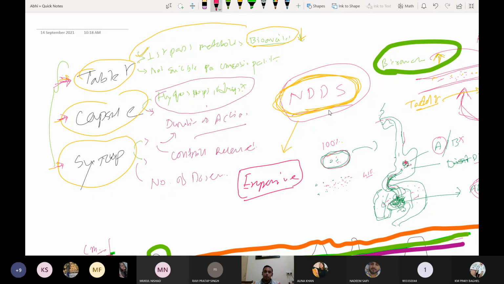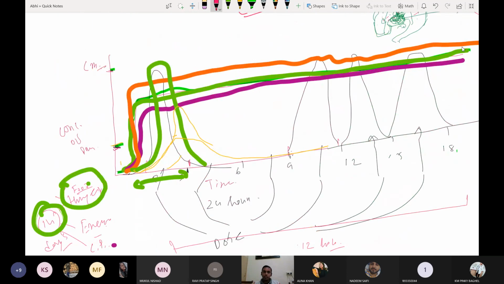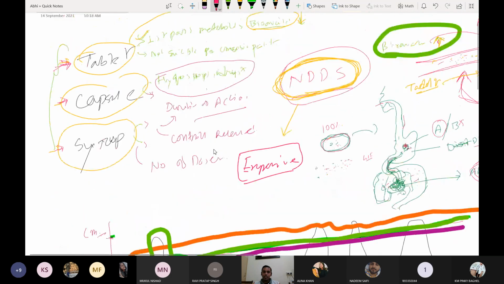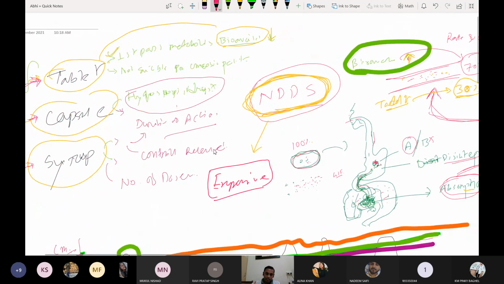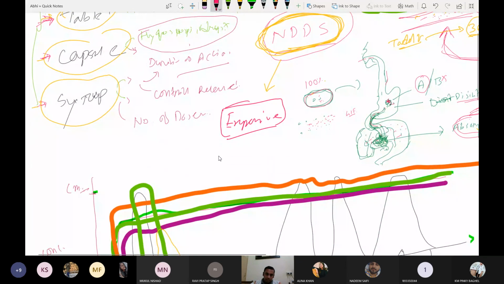I have told you the good part of NDDS, that yes, we can increase bioavailability, we can maintain the regime, we can get a longer duration of action, the concentration and everything will be under control. So these are the good things. But what are the poorer side, or bad things, or disadvantages? One point was that it is expensive. Another thing, skills. You need very good skills to make NDDS based formulations.